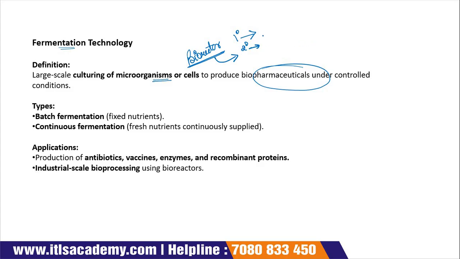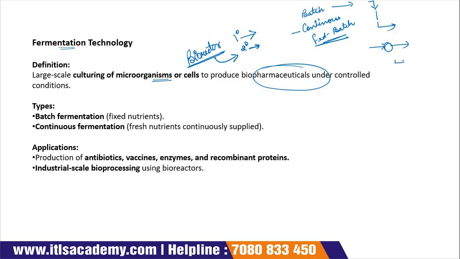Log phase. Okay, and there are different types of fermentation like batch fermentation, like continuous fermentation, like fed batch fermentation process. Okay, in batch, first we give the input and after the process we find the output. In continuous, we give the input and find the output continuously.